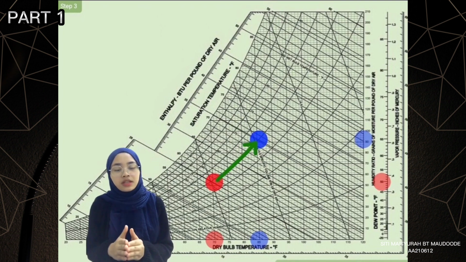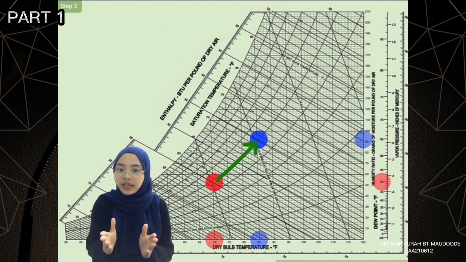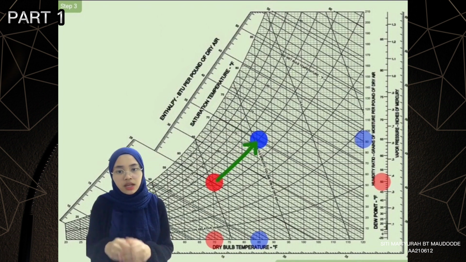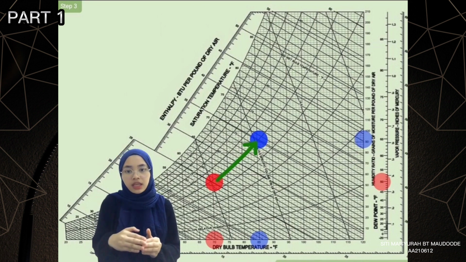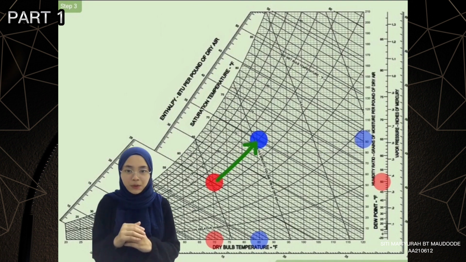This is especially useful for visualizing how a change in temperature, absolute humidity, dew point or vapor pressure affects relative humidity, enthalpy or specific volume.